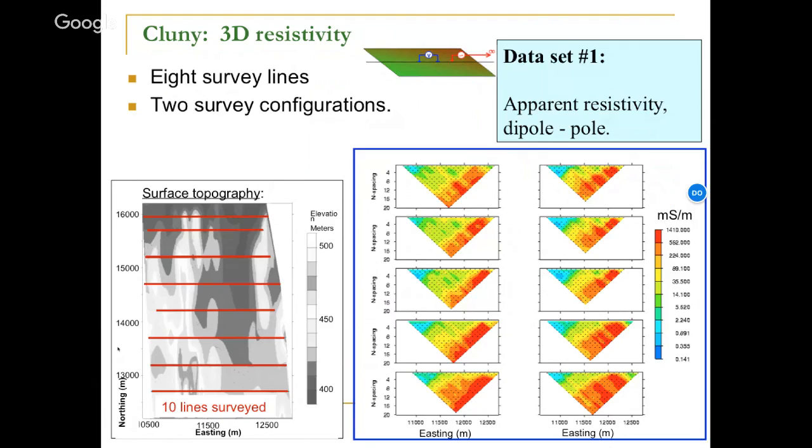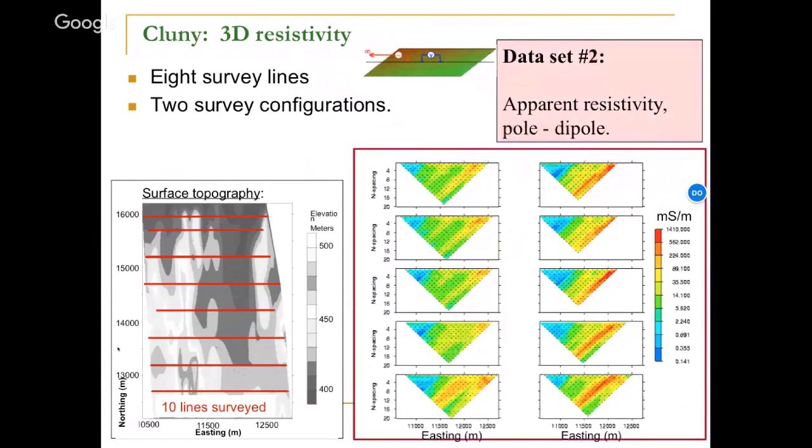So if you excited the Earth differently, and we could do that simply by reversing the whole situation, I could put the current electrode on here. So now I'm exciting the Earth differently because my currents are coming in from this direction, and I get these pseudosections. Now you've seen the pseudosections changed a lot. There's still something kind of red over on this side, and there's things that are more blue. But that doesn't give you a geologic understanding of what's going on.